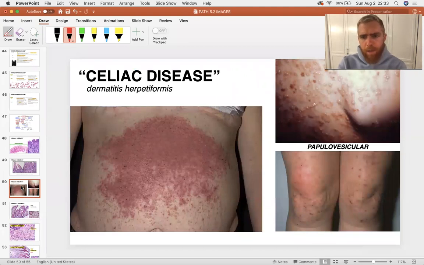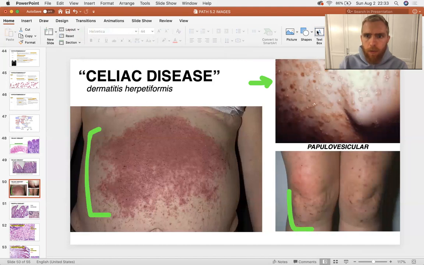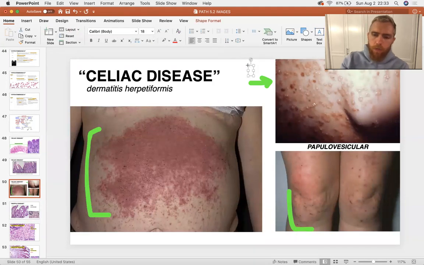Here's what's going on with that papulovesicular rash. Here it is on the trunk. And man, that is a wide margin. Here it is on the extensor surfaces. And then this upper right corner photo here, let me blow that up for you. Really shows you the vesicular component of it.